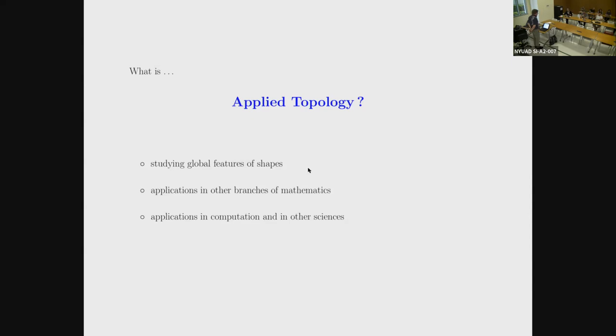We'll see. So, first, what is applied topology? This is the way we think of it. So there is a larger community of people with quite diverse interests, from topological data analysis to all sorts of combinatorial complexes. And so, as in usual topology, one studies global features of shapes with applications in other branches of mathematics. So today I'll talk about, for example, one application in discrete mathematics more specifically, but also applications in computation and also in other sciences.